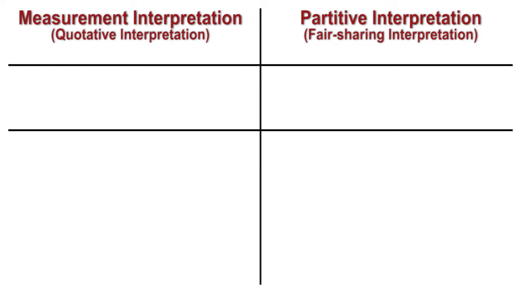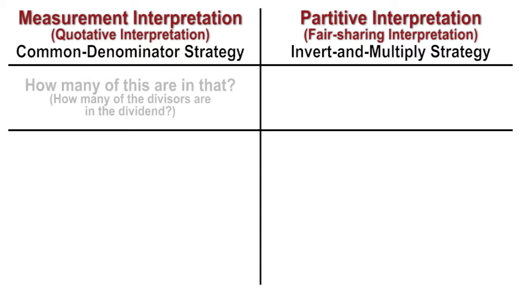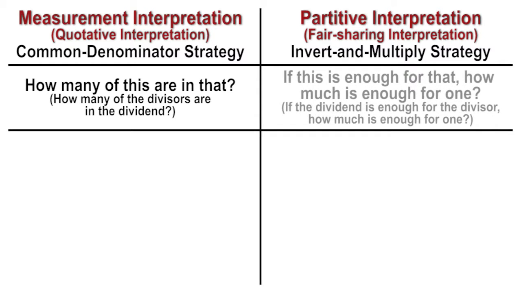With the measurement interpretation, the common denominator strategy is very effective, while the invert and multiply strategy is often used for the partitive interpretation. The question that is answered with the measurement interpretation is, how many of this are in that, or how many divisors are in the dividend? The question that is answered with the partitive interpretation is, if this is enough for that, how much is enough for one whole? Or, if the dividend is enough for the divisor, how much is enough for one?